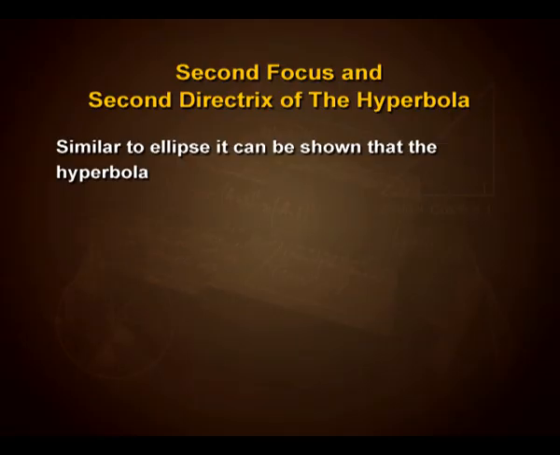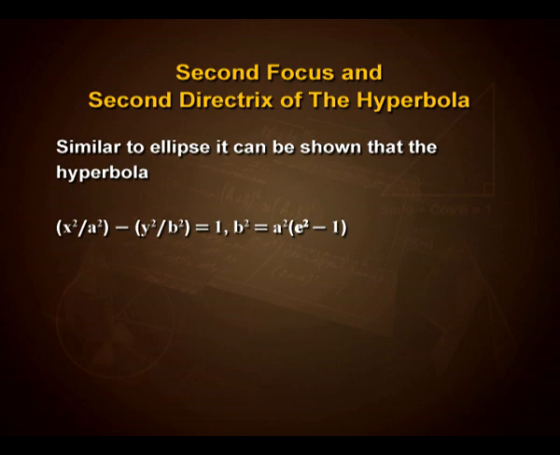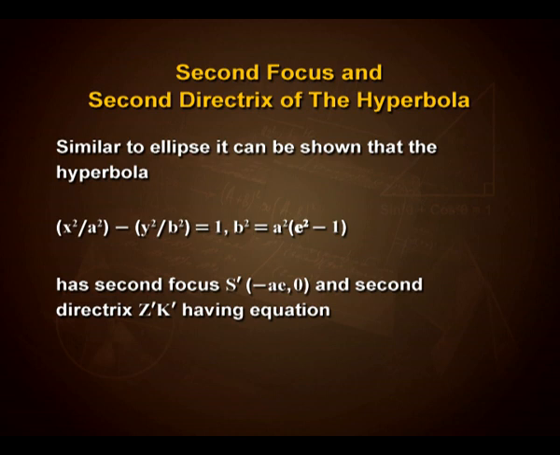Now, let us discuss the second focus and the second directrix of the hyperbola. It can be shown that the hyperbola x square upon a square minus y square upon b square is equal to 1, where b square is equal to a square into e square minus 1, has second focus minus a e comma 0 and second directrix as x is equal to minus a upon e.